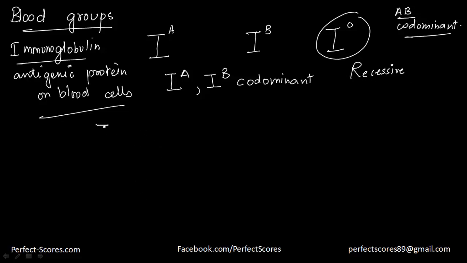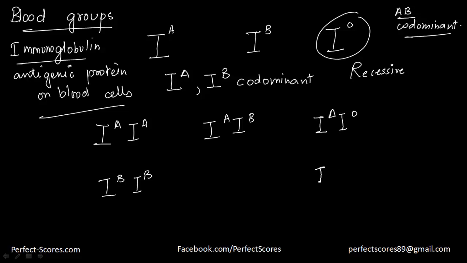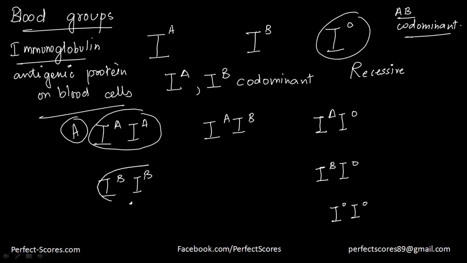So what are the different combinations that you have? You can have a case like this, or you can have a case like this, or you can have a case such as this. Additionally, you may also have cases related to this recessive allele, that is this one and this one and this one. So a person who is homozygous for allele A is said to have the A blood group. A person who is homozygous for allele B is said to have the B blood group. A person who is heterozygous for A and B is said to have AB blood group.